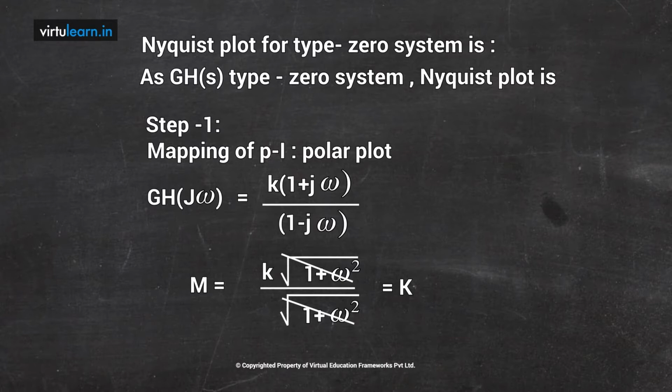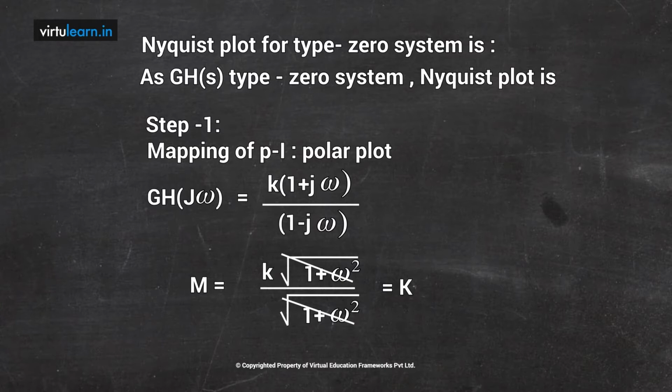The phase angle expression is, for K, 0. So 1 plus j omega gives a plus tan inverse omega, and 1 minus j omega gives a minus of minus tan inverse omega. Minus of minus is plus, and I already have a plus, so the phase angle is going to be 2 tan inverse omega.